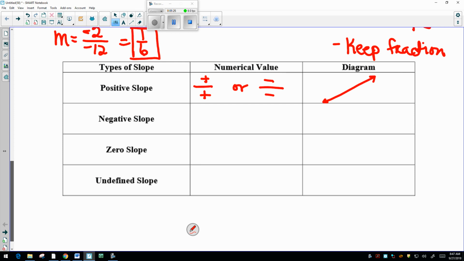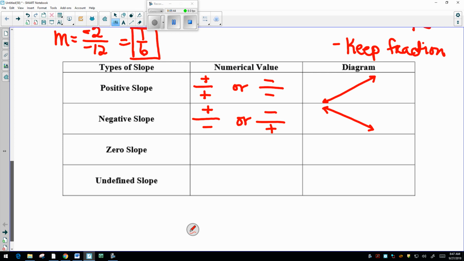To get a negative slope, again, two different ways. You could either have a positive number divided by a negative number, or a negative divided by a positive. And again, when I read my graph going left to right, I'm going to have a downward pointing arrow, down to the right.